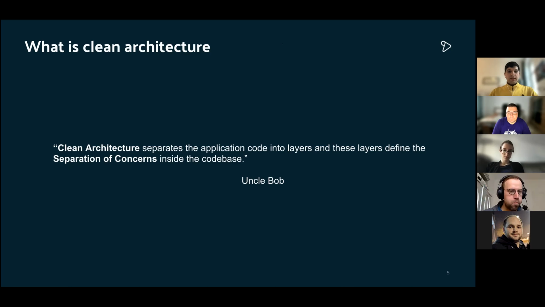So what is clean architecture? Clean architecture was proposed and introduced by Uncle Bob, also known as Robert Martin. Clean architecture separates the application code into layers, and these layers define the separation of constructs inside the code base. The overriding rules that make this architecture work are the dependency rule and the abstraction rule. On the next slides, I will explain what these rules are.